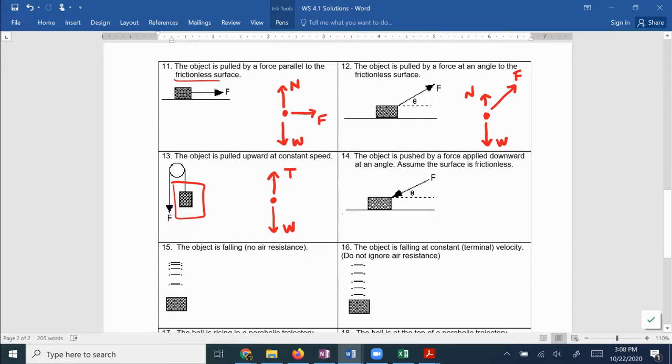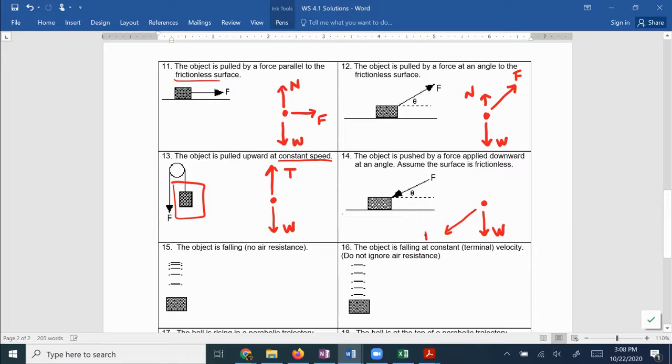These two are equal lengths because it's being moved at a constant speed, right? It doesn't really matter that it's going upwards. As long as it's going at a constant speed, you have to have balanced forces. So those two need to be the same length. It looks like T is actually a little bit shorter, but it should be the same length.